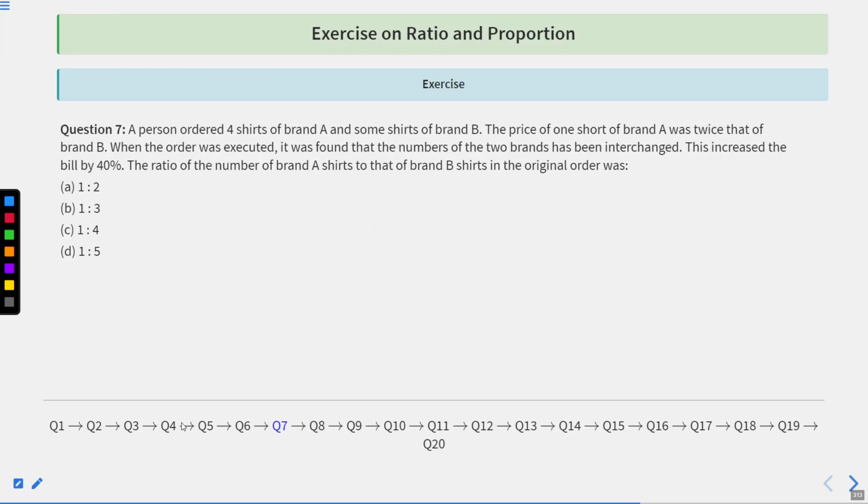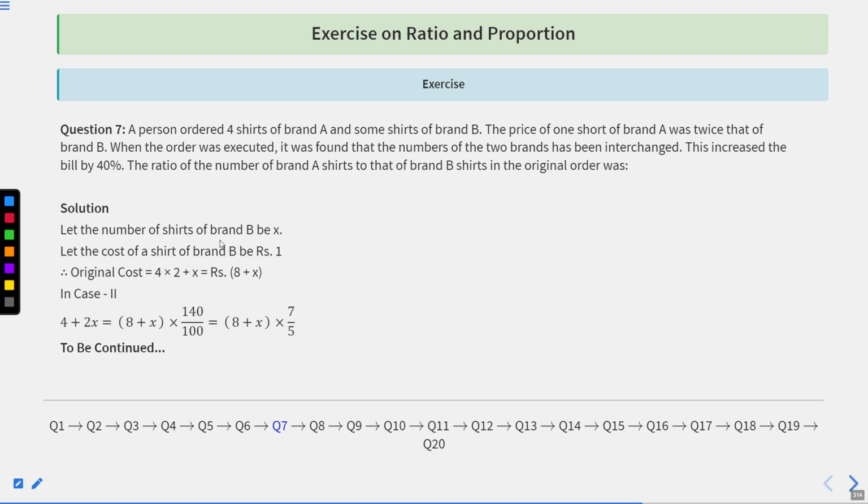A person ordered 4 shirts of brand A and some shirts of brand B. The price of one shirt of brand A was twice that of brand B. When the order was executed, it was found that the numbers of the two brands had been interchanged. This increased the bill by 40%. The ratio of the number of brand A shirts to that of brand B shirts in the original order was.